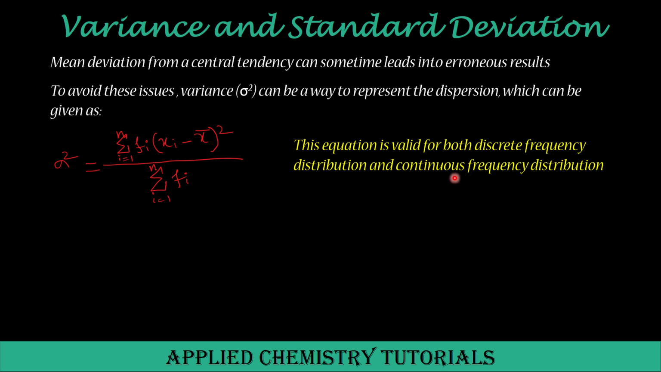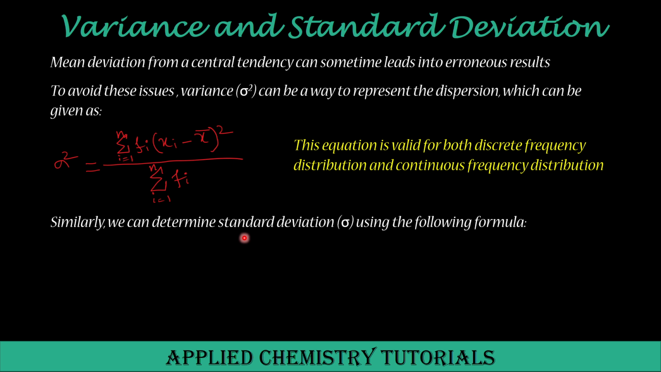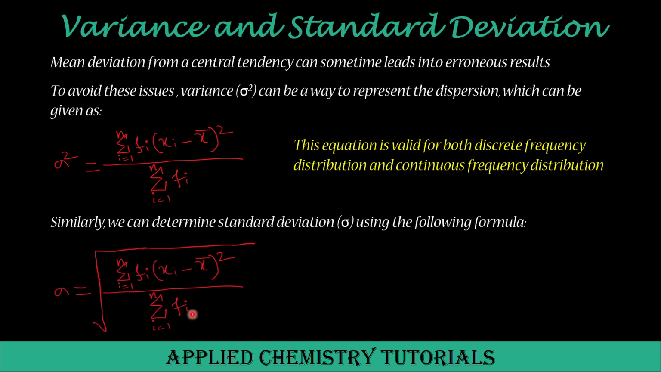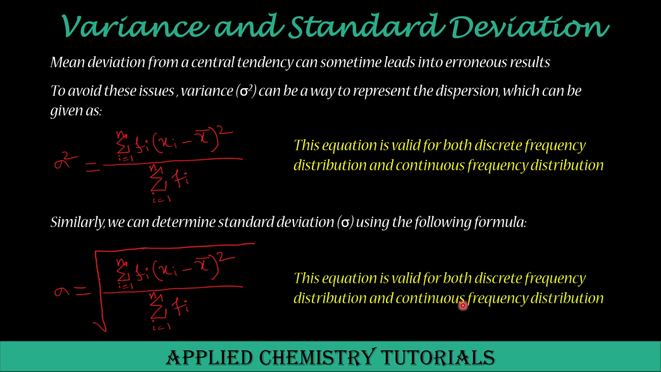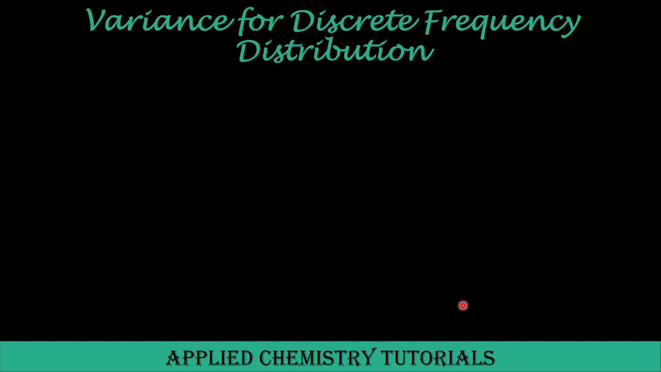This equation is valid for both discrete frequency distribution and continuous frequency distribution. Similarly, we can determine the standard deviation, sigma, using the following formula. Sigma is the square root of sigma squared, or variance, which equals the square root of summation of fi multiplied by (xi minus x bar) whole square, from i equals 1 to n, divided by summation of fi from i equals 1 to n. This equation is also valid for both discrete and continuous frequency distributions.